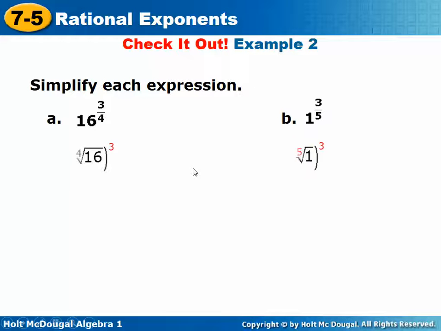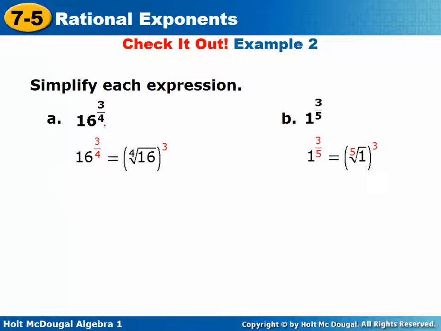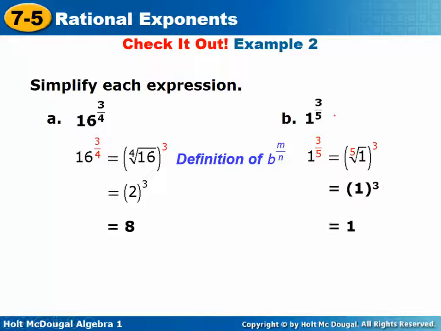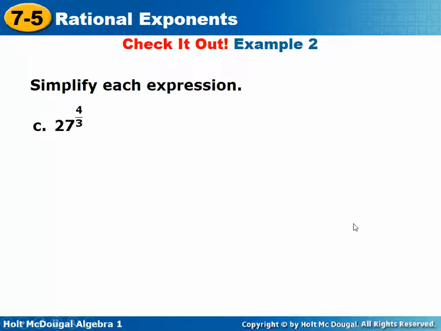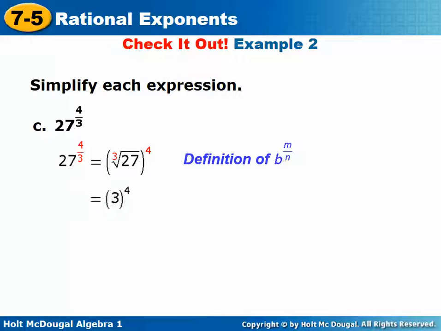All right, so for A, you should have gotten that the 4th root of 16 is 2, and then 2 cubed is equal to 8. So you should have got 8 for your answer for A. In B, you should have got the answer of 1, because the 5th root of 1 is still 1, and 1 cubed is still 1. Here's another example to try. You should have found that the 3rd root of 27 is 3, and then 3 to the 4th power is 81. We've done that one a couple times now.